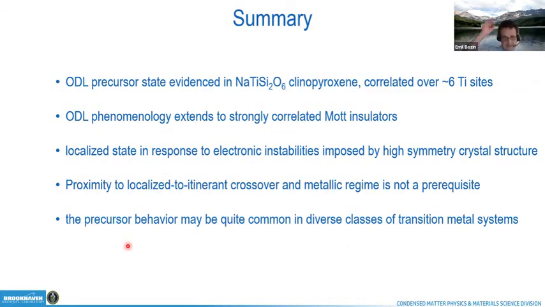And as a kind of final statement, this type of precursor behavior might be ubiquitous in transition metal systems with partially filled d manifolds. And in considering the properties, one should also take into account this high temperature behavior.